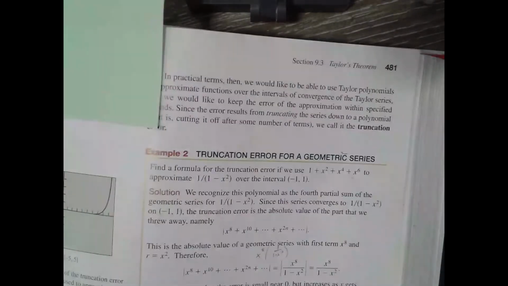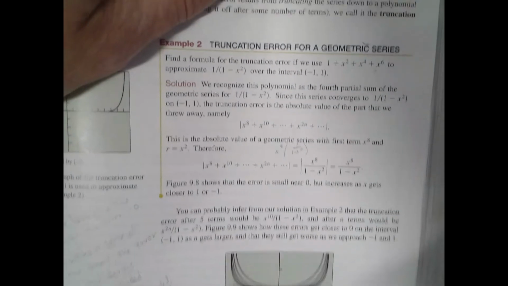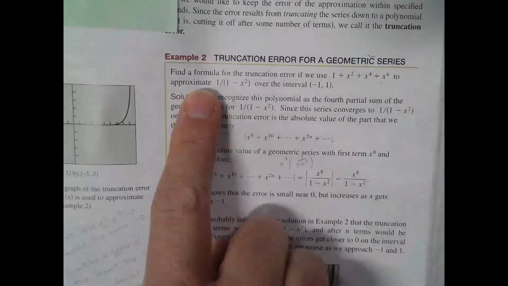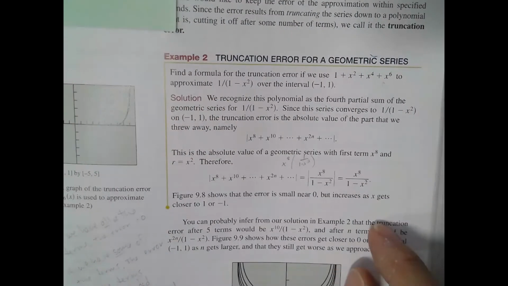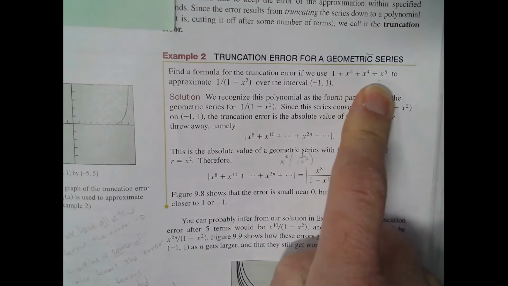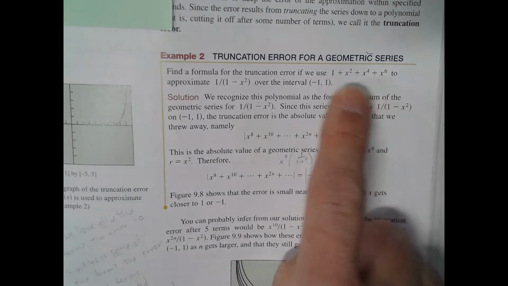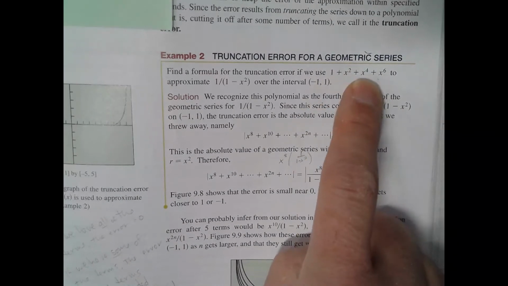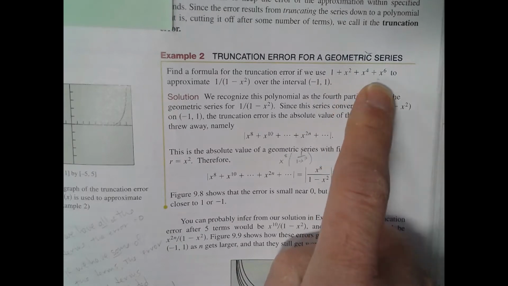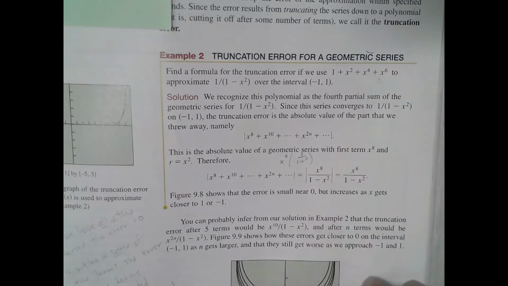This is example 2 out of 9.3. There aren't a lot of scenarios where we have this, but it's kind of a unique case. So we're supposed to find a formula for the truncation error if we use this. We can see that our multiplier, our r, is x squared. Our first term is 1, and this is not the complete series because it ends at x to the 6. So the error will be everything after x to the 6.